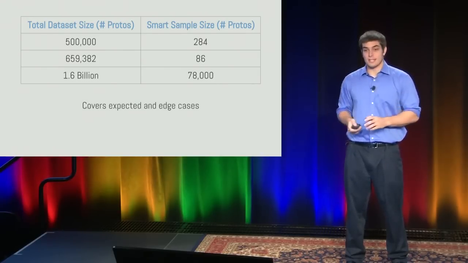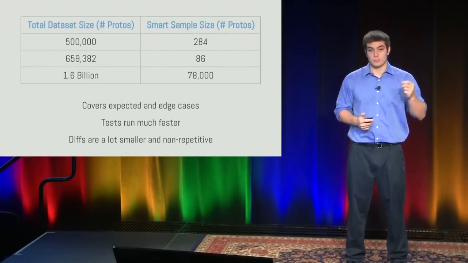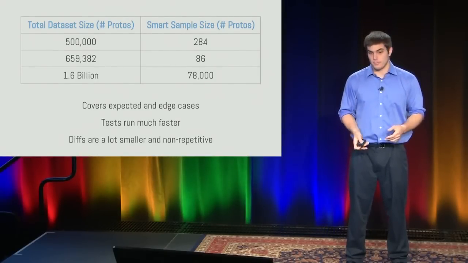So we can guarantee that not only are these much smaller samples, but they cover all the expected cases and all the edge cases. The tests run much faster, and the diffs are a lot smaller and non-repetitive because we're not taking protobuffers that look all very similar.